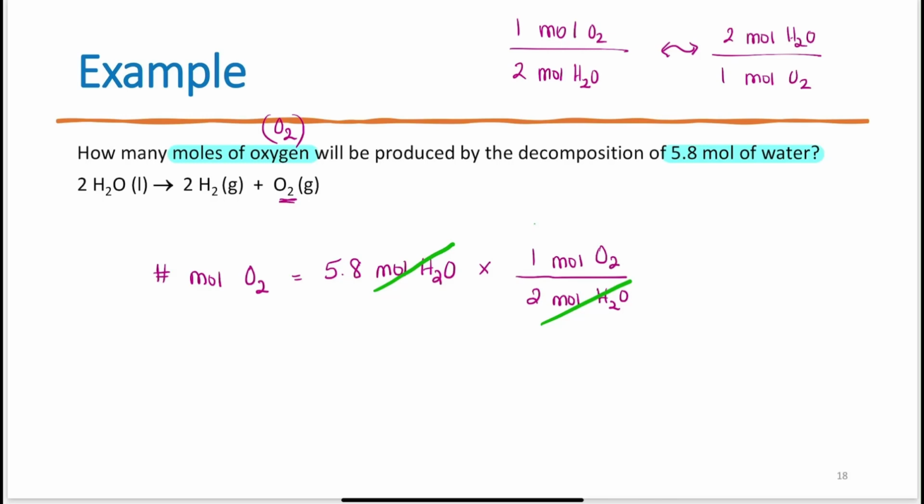Remember, just because I'm canceling units does not mean that I'm canceling numbers. These numbers are still very important to keep in here, so do not cancel out your numbers. Complete the calculation: 5.8 times 1 divided by 2 gives me 2.9 moles of O2. This means that if I decomposed 5.8 moles of water, I would produce 2.9 moles of O2.